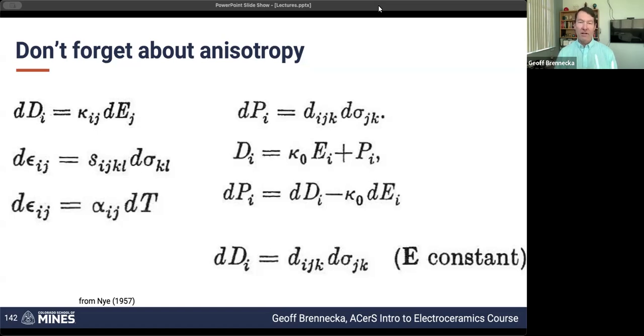So you can add direction dependence to all of these, and all it does is just make things more tedious and increase the size of the matrix that we have to deal with. But just keep in the back of your mind that all of these are going to be direction dependent as well as boundary condition dependent.